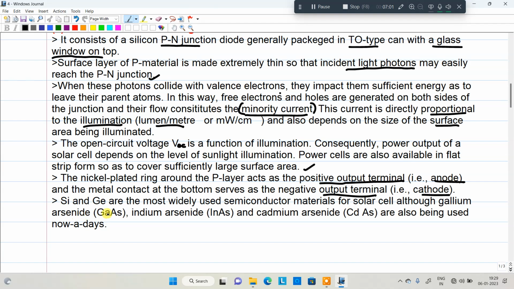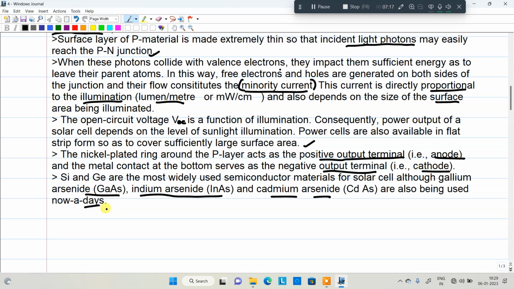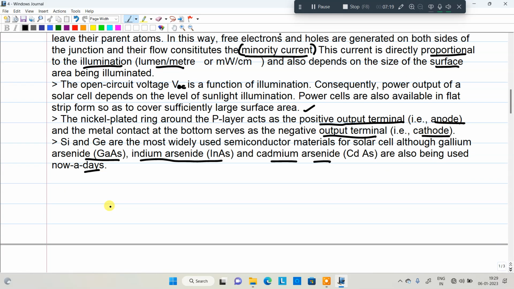Silicon and germanium are the most widely used semiconductors for the solar cell. Nowadays we are using gallium arsenide, indium arsenide, and cadmium arsenide is also being used. Previously we used silicon and germanium. Nowadays we use gallium arsenide and newer materials.